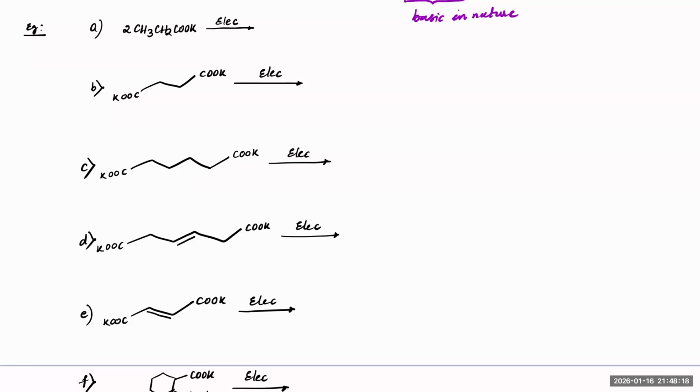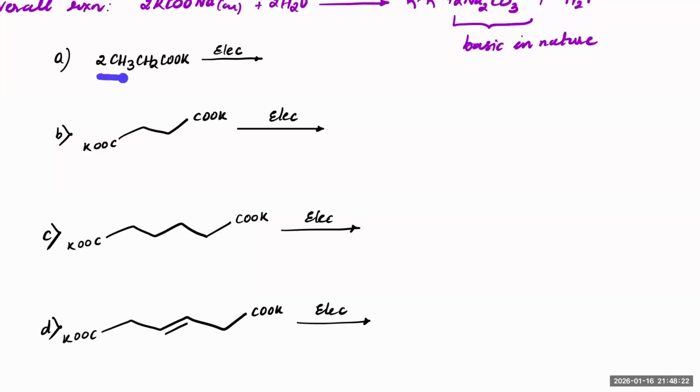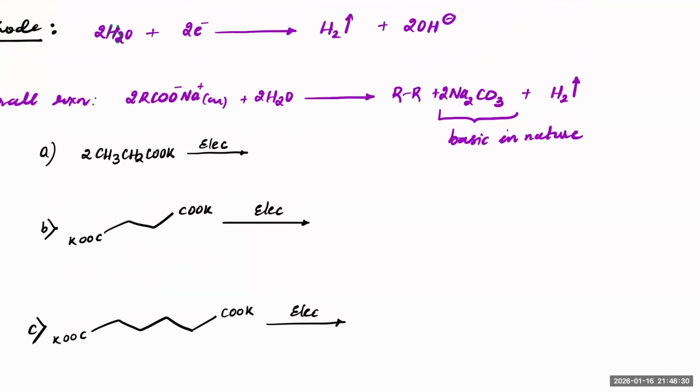Let's work out all the examples here. First one: if you have 2 moles of the propanoic salt, what do I get? Hexane, 1, 2, 3, 4, plus 2 moles of Na2CO3.